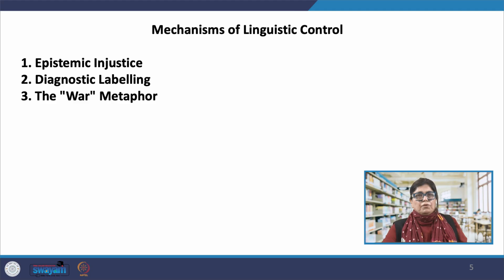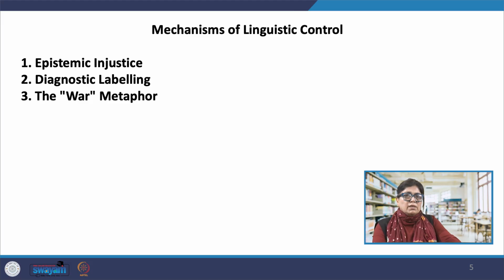Coming to the mechanisms of linguistic control, the first is epistemic injustice. As we have discussed before, this occurs when a patient's subjective testimony regarding their own bodies is dismissed or undervalued by healthcare providers because it lacks objective biomedical phrasing. It directly silences marginalized groups, chronic pain sufferers, and neurodivergent individuals.